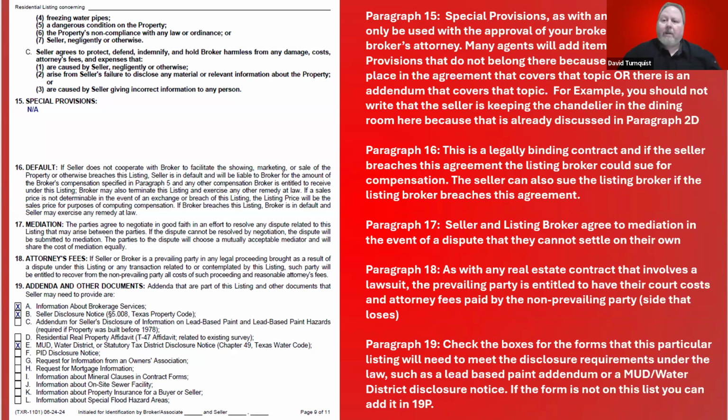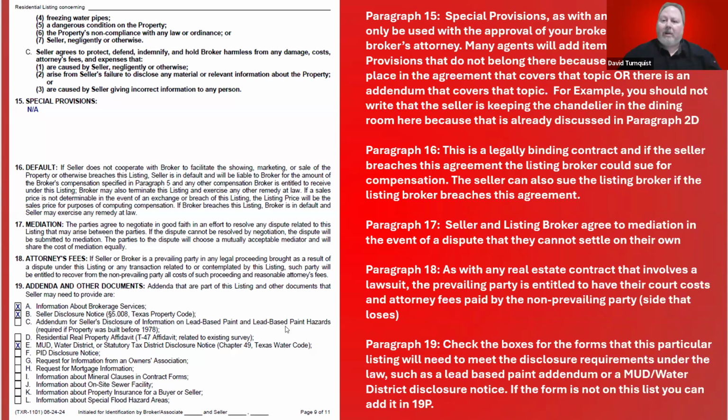Very rare. The only time you would add something is if it's a pertinent fact, a business fact that applies to this specific listing, and it's not somewhere already in the listing agreement and there's no addendum for it. But what I usually find is that agents will put stuff here and there was already a place for it in the listing agreement. They just didn't know it. Or there was an addendum for it and they just didn't know there was an addendum for it.